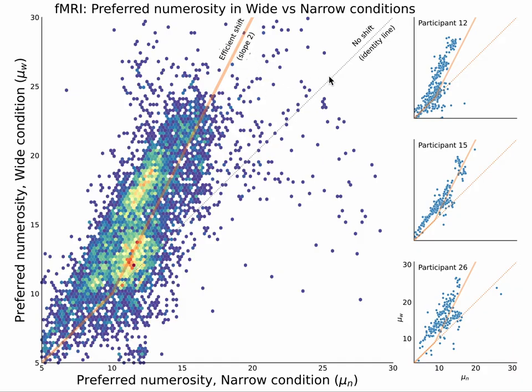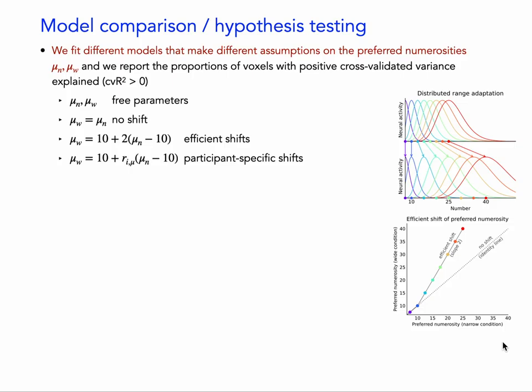And so here this main panel pulls together all the voxels of all the subjects, but this is a pattern that we observe very consistently across all the participants. So we can go a bit further than that and do a model comparison to essentially test this hypothesis.